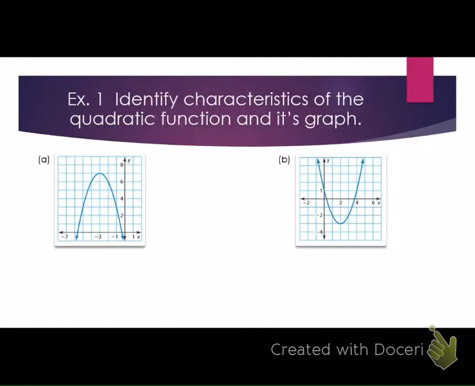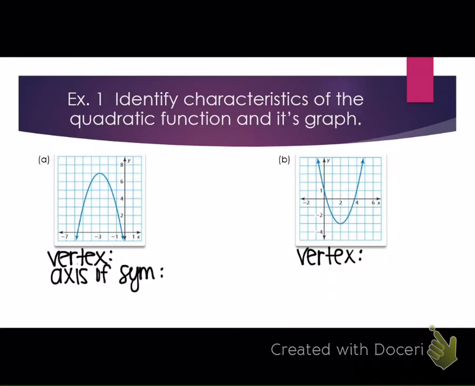All right, so let's just start. Let's look at a graph. They've given us a graph, and we are going to identify the characteristics. Now, what are the 4 characteristics that we just highlighted in our notes? The vertex. So underneath both A and B, we're going to write vertex, because we're going to identify the vertex. What was the second piece of information we talked about? The axis of symmetry. So let's write underneath each of these, axis of symmetry, because we're going to find and identify the axis of symmetry for both of these.